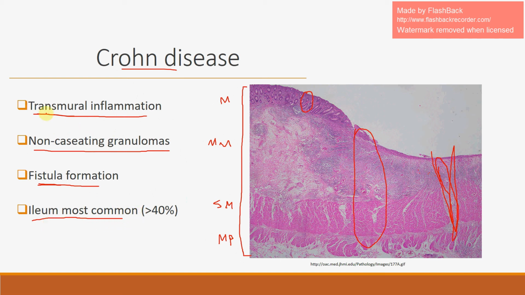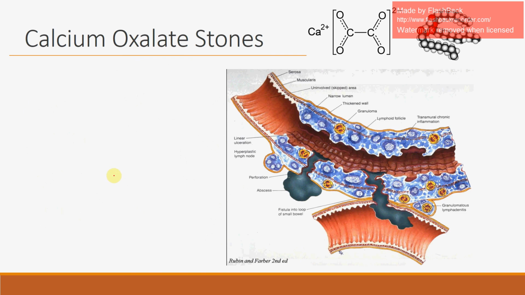So because there will be transmural inflammation of the ileum in Crohn's disease, you can imagine that because it's the most distal area where proteins and fats are getting reabsorbed, that the patients will often suffer from protein and also fat malabsorption. So now let's talk about how this relates to calcium oxalate stones.